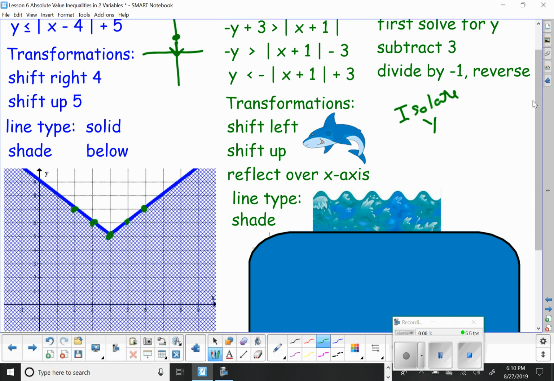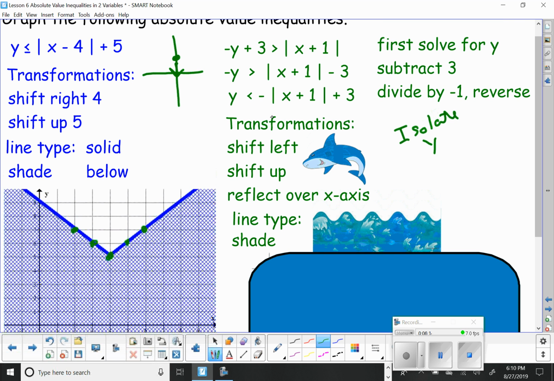Okay, the next one over here, notice that I had to get y by itself, and here I had to pay attention. I divided everything through by a negative, so I had to reverse the inequality. Now notice that I just put the negative times the whole quantity in absolute value. You do not distribute into the absolute value. That's a no-no. All right, so once I have this, I should notice that I have a reflection over the x-axis, left 1, up 3.